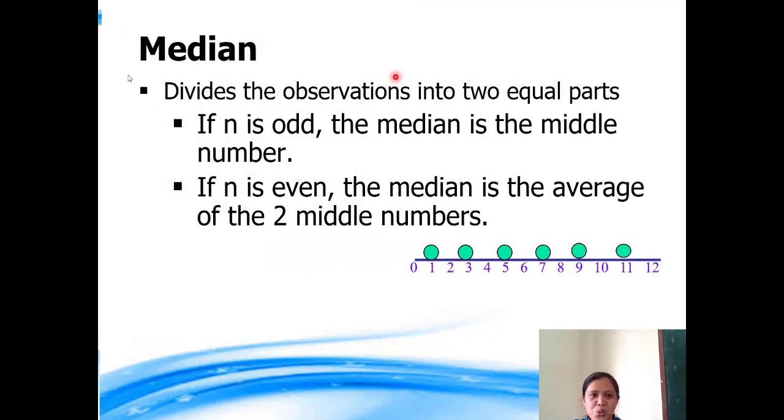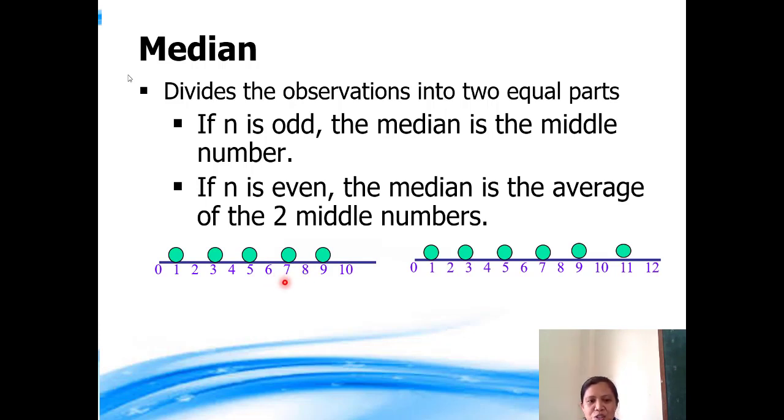Okay, let us now proceed to the median. The median divides the observations into two equal parts. It is very important that we first arrange the elements found in the data set before we look for the median. If the number of observations, which is represented by n, is odd, the median is the middle number. If n is even, the median is the average of the two middle numbers.